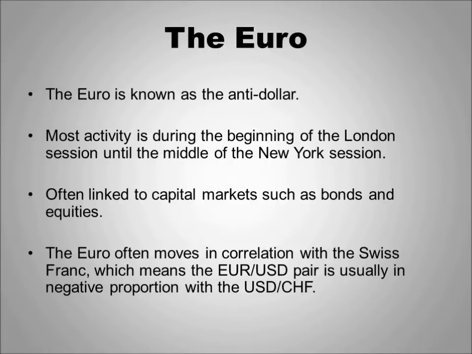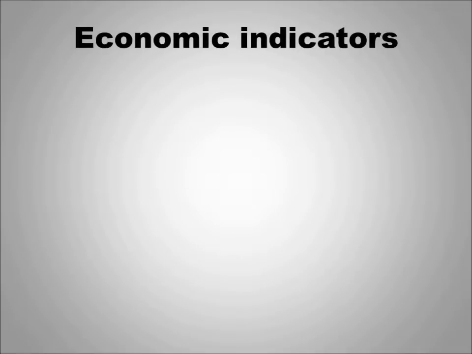As I explained before, a lot of the bonds and securities involve trading with the euro. And the euro often moves in correlation with the Swiss franc, which means the euro-dollar pair is usually in negative proportion with the US dollar-Swiss franc pair, largely because in the euro-dollar pair, the US dollar is the quote currency, and with the US dollar-Swiss franc pair, the US dollar is the base currency, so that explains the inverse proportion. Okay, so let's move on to economic indicators involving the Eurozone.